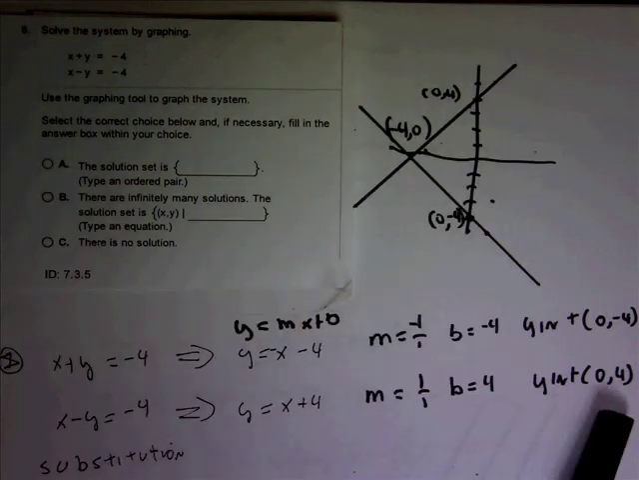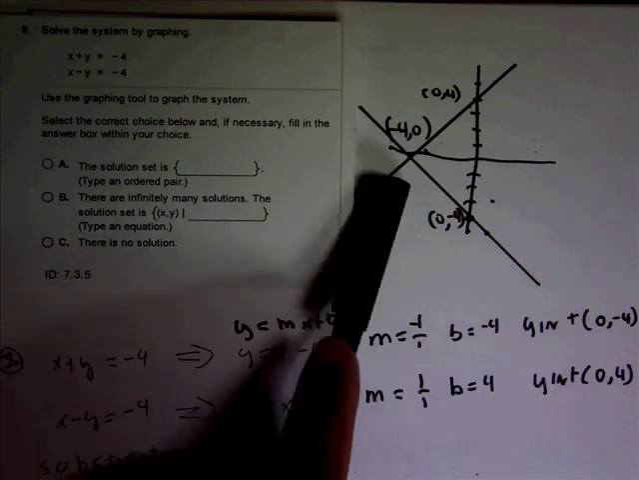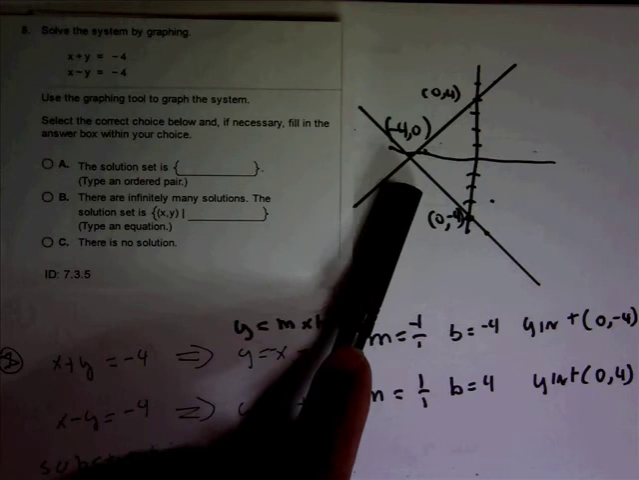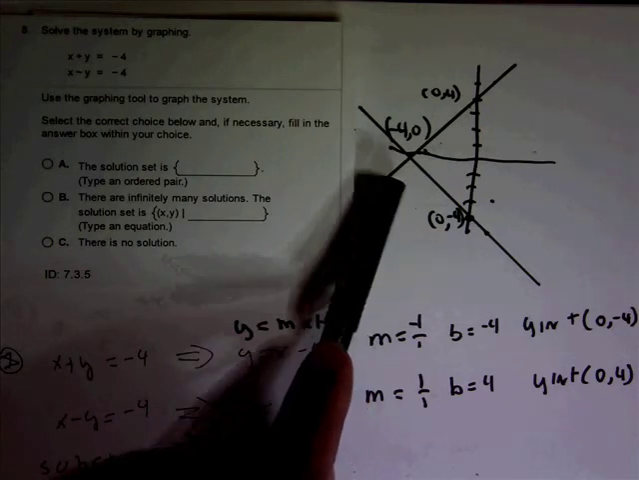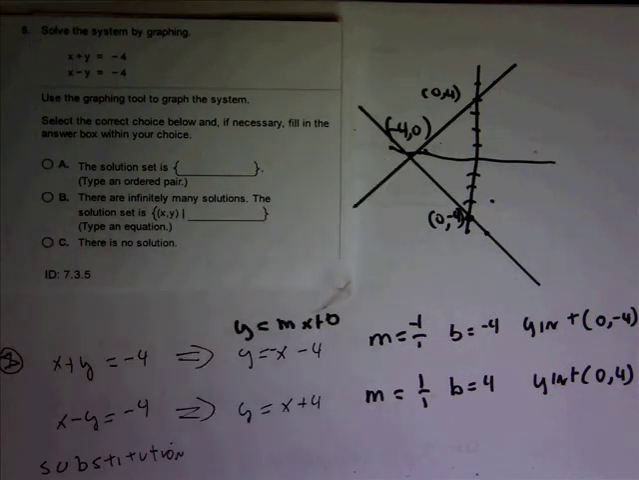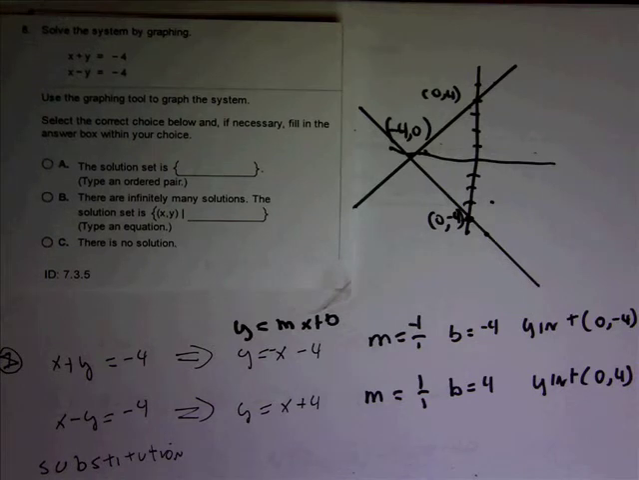Then I graphed each one on top of each other. And where they cross, if they cross, where they cross will be the solution set, or a point that's common to both. In this case here, it looks like it crossed at negative 4, 0. So as I said, the graphing method is the most inexact method.